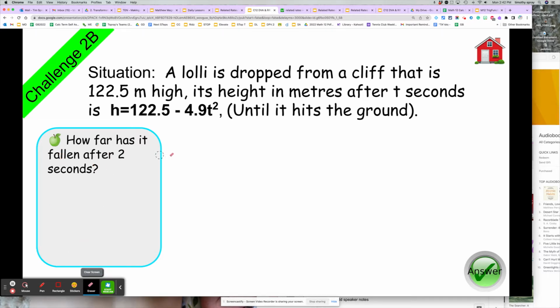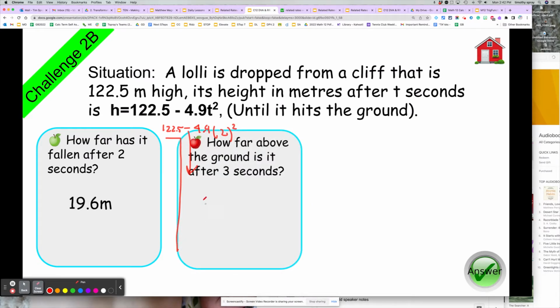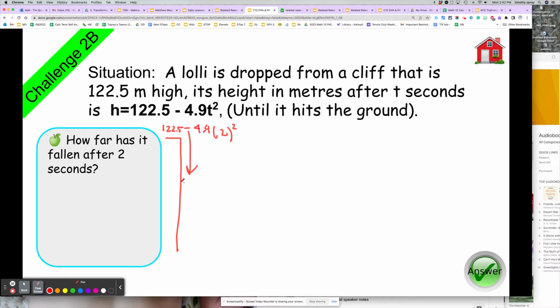How far has it fallen after 2 seconds? Okay, so it depends how you want to do this. If you remember, if we have our graph like this and it's going like this, after 2 seconds, we could do it like this. We could go 122.5 minus 4.9 and then put the little 2 in there. Now what that will give us, it won't give us 19.6. What it's going to give us is the height.